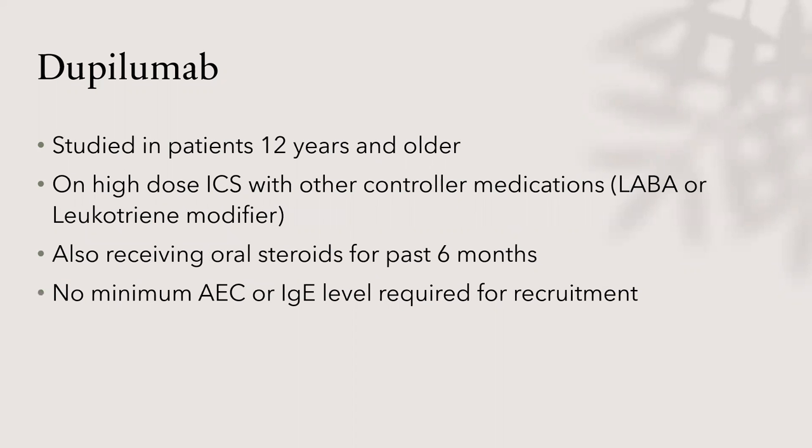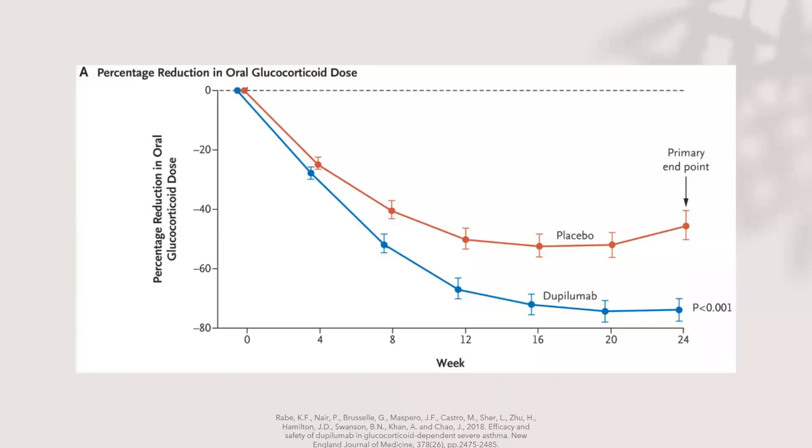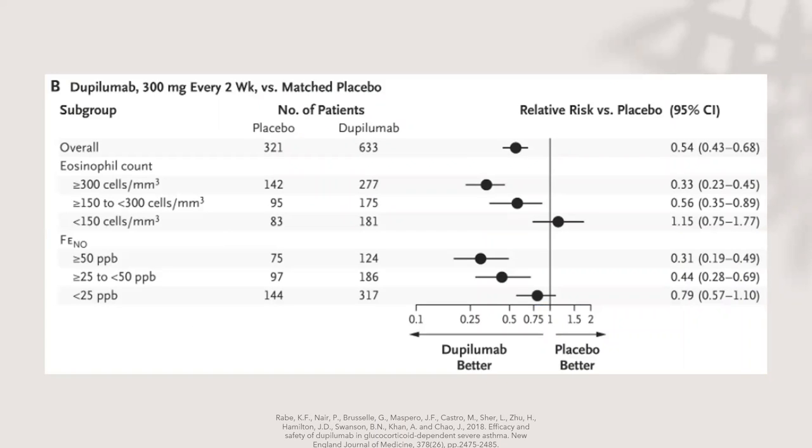Who did they study this in? The same age of 12 and over, severe uncontrolled asthma. And for recruitment, they didn't have a minimum eosinophil count or IgE level. Similar to the other biologics, there was great benefit compared to placebo in reduction of oral glucocorticoids. But more interesting in this study that I wanted to point out was this chart here. Remember we mentioned fractional exhaled nitric oxide. When they did a subgroup analysis of the patients on dupilumab therapy, you see that the more they skew towards that eosinophil phenotype, with a higher eosinophil count in their serum and higher fractional exhaled nitric oxide, the more likely they were to respond to dupilumab.